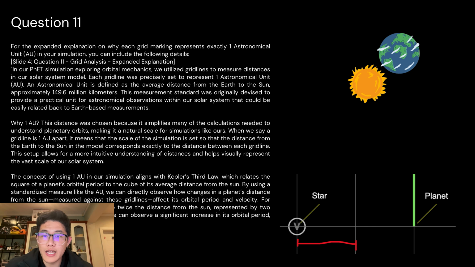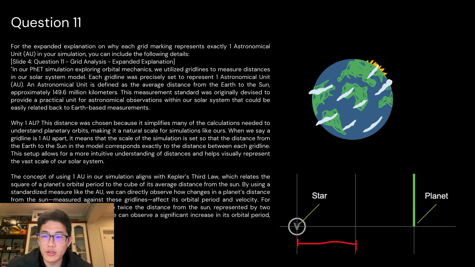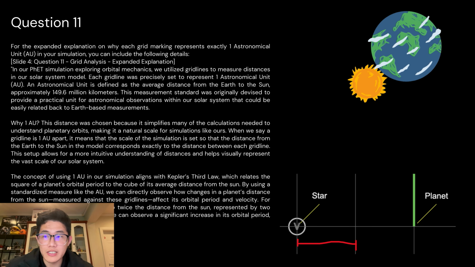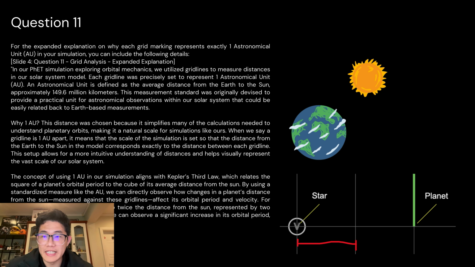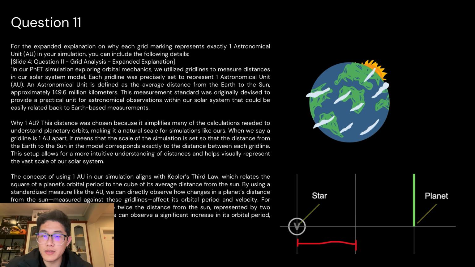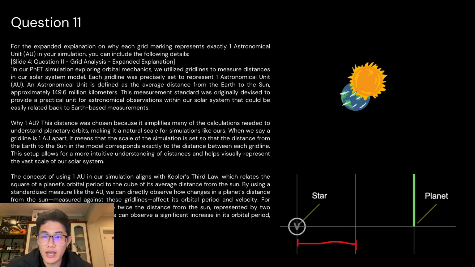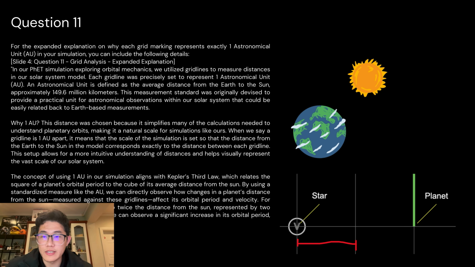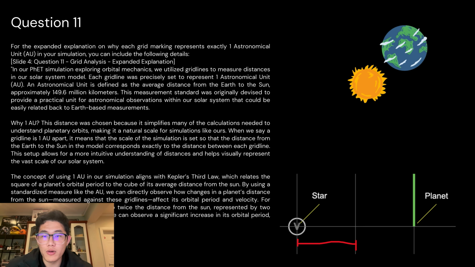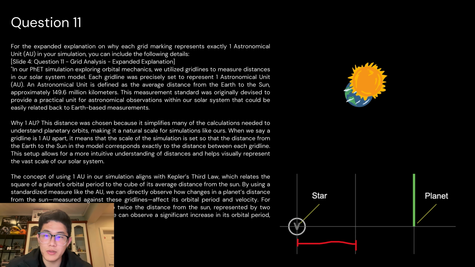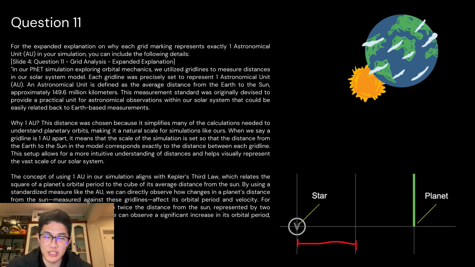And by setting the grid lines to 1 AU apart, the distance from Earth to Sun in the model directly corresponds to the space between each grid line, making it easier to visualize the solar system's vast scale. And using 1 AU in the simulation ties to Kepler's law, which links the planet's orbital period to the cube of its average distance from the Sun. For example, moving the planet to 2 AU, or 2 grid lines away, increases its orbital period in line with Kepler's prediction.